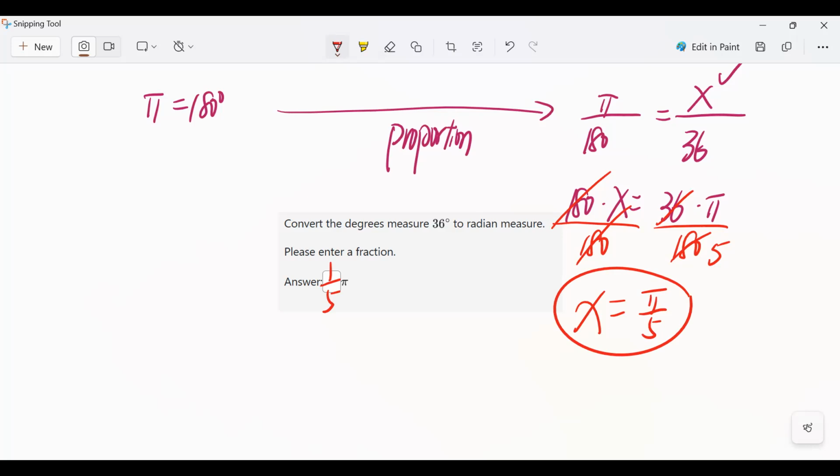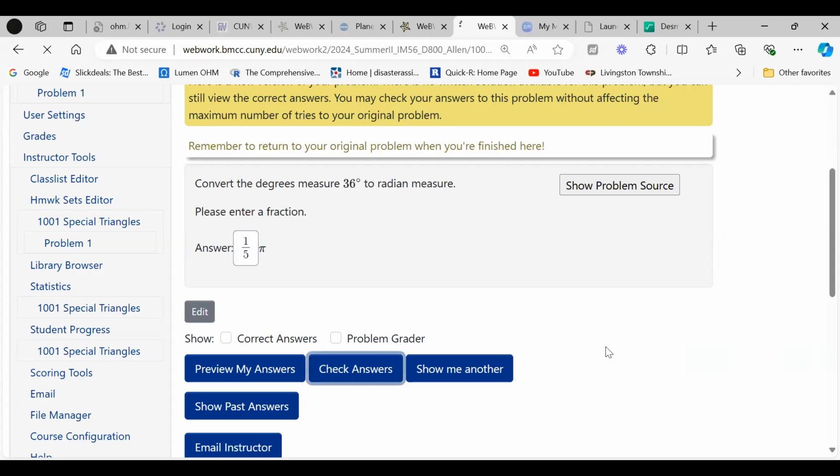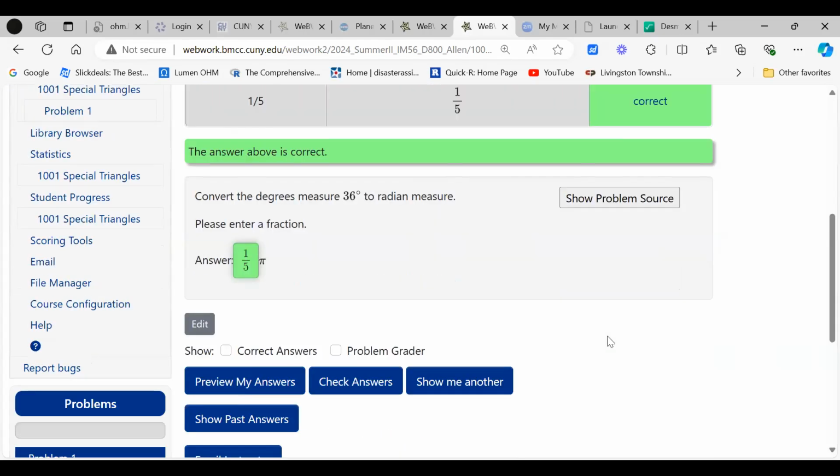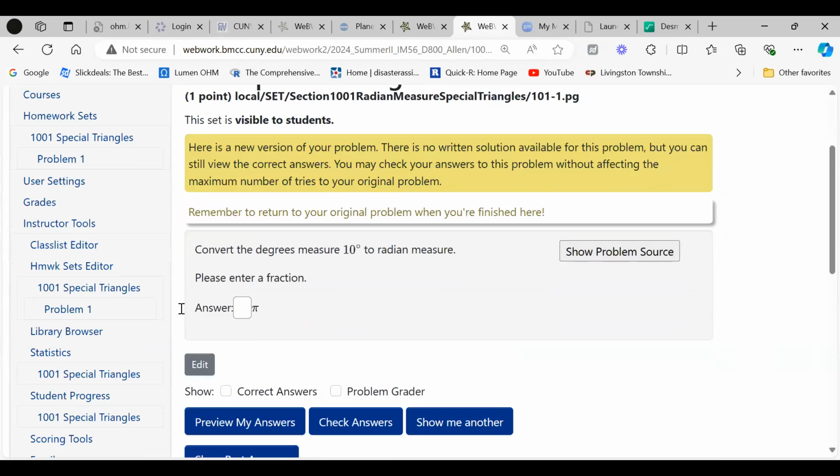Yep. Any question about this proportion? Right, that will help you get the radian measurement fairly quickly. 1/5 pi. Yep. Let's see. Let's try this really quickly. Turn a 10 degree to radian measurement.